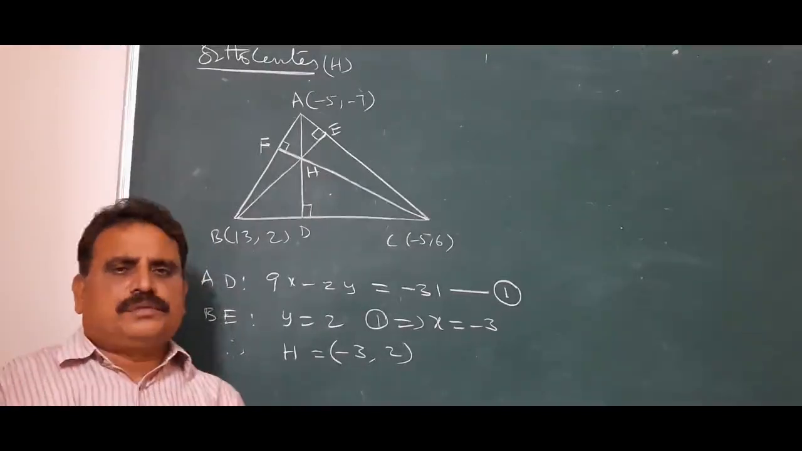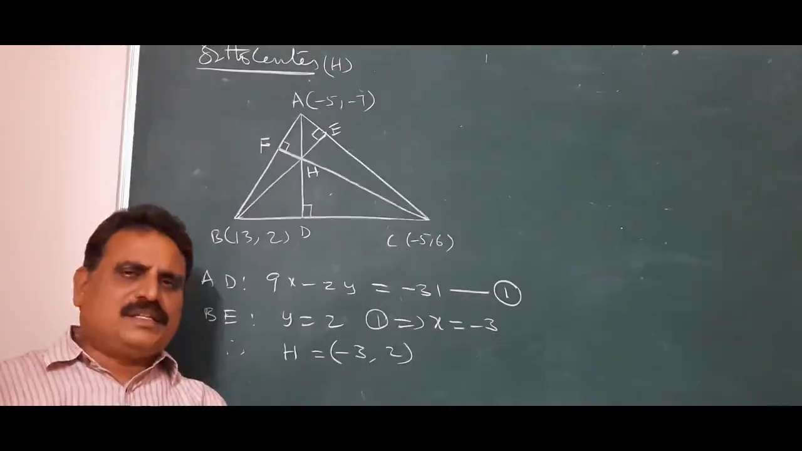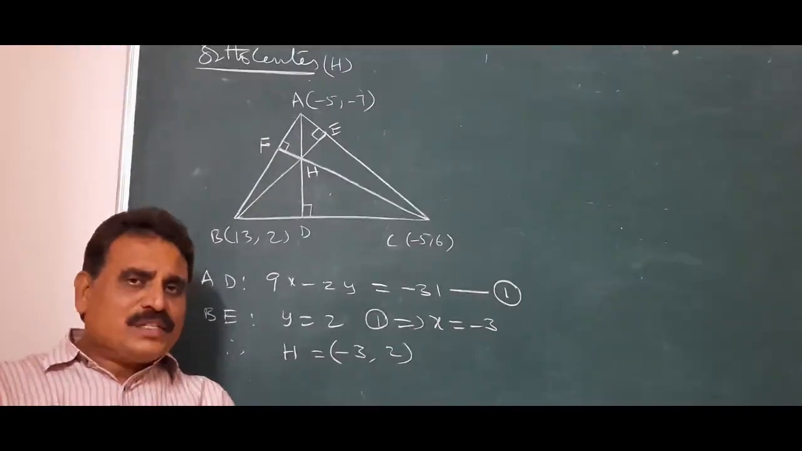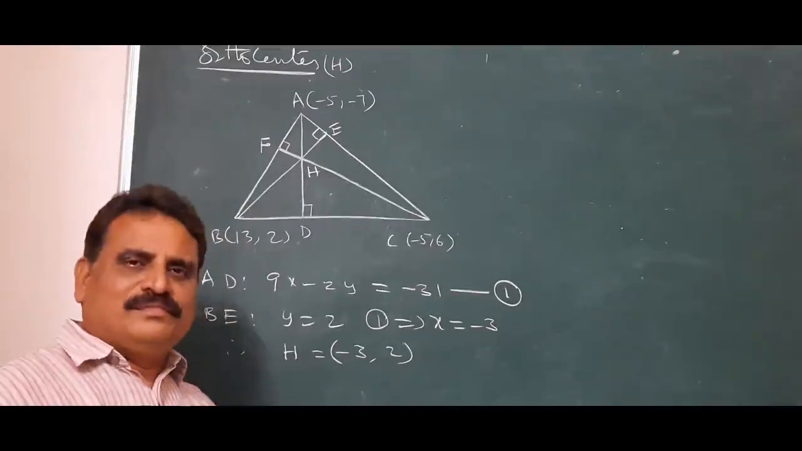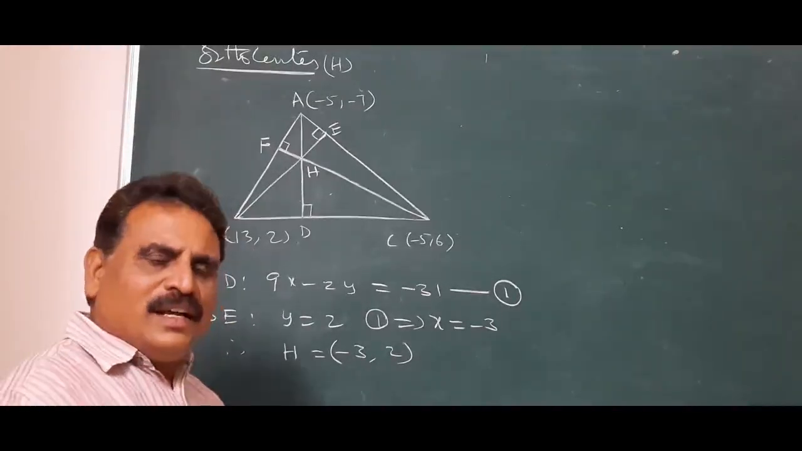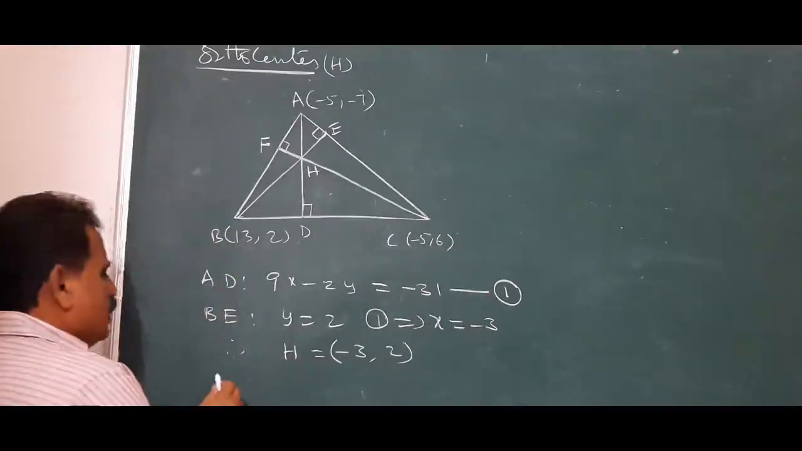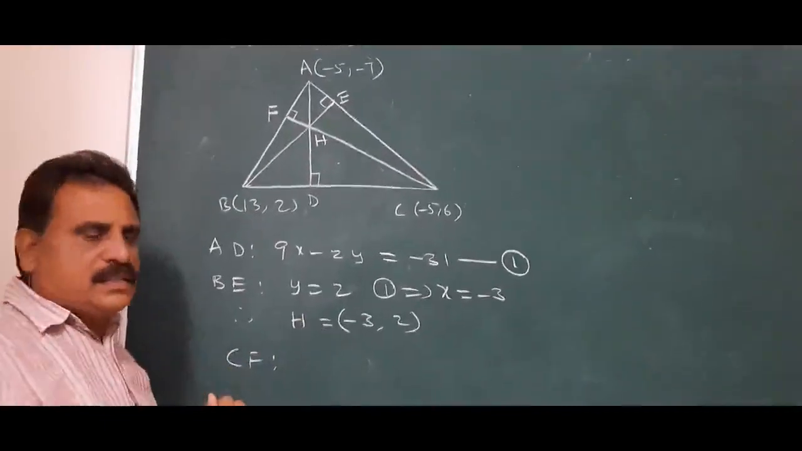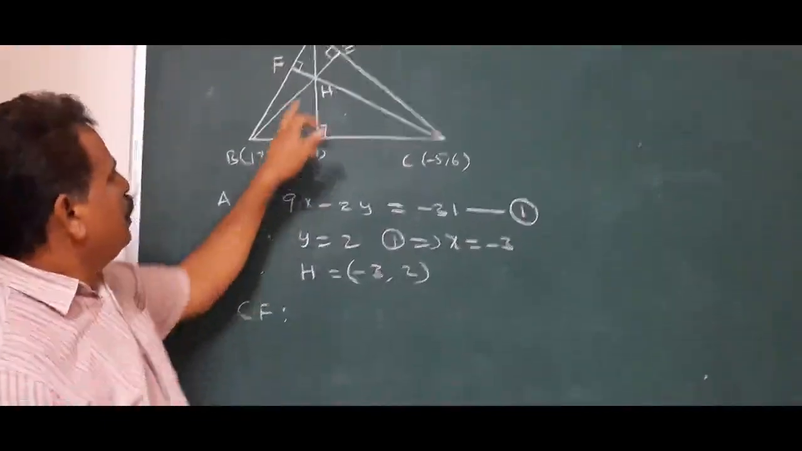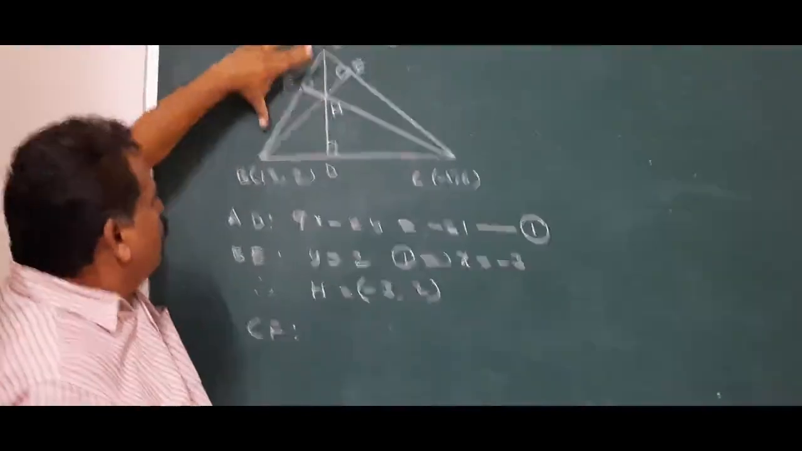We have a doubt. Is this orthocenter correct or not? How to decide that? We didn't use the third altitude, that is CF. Now find CF. Let us verify whether this orthocenter satisfies it or not. Now we are going to the CF equation. Look here, this one, the third altitude.